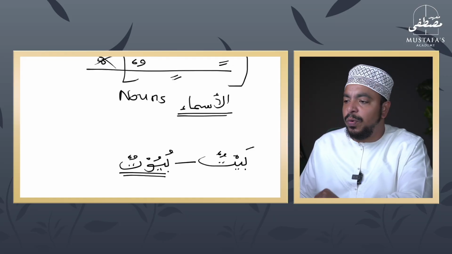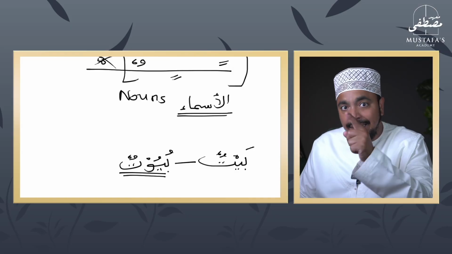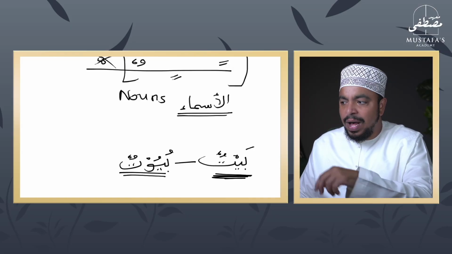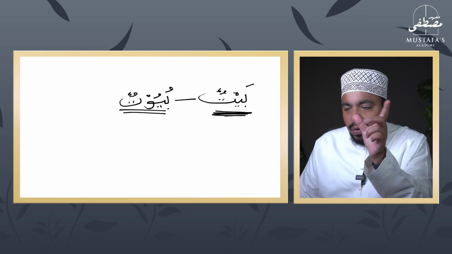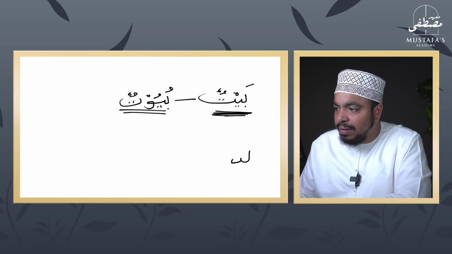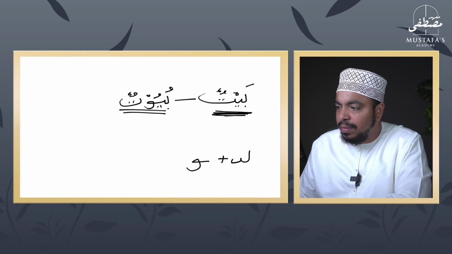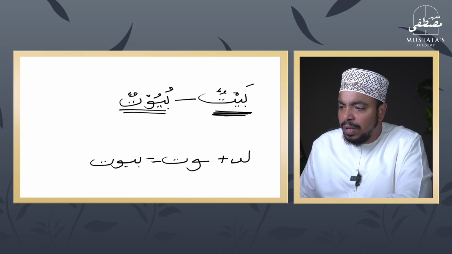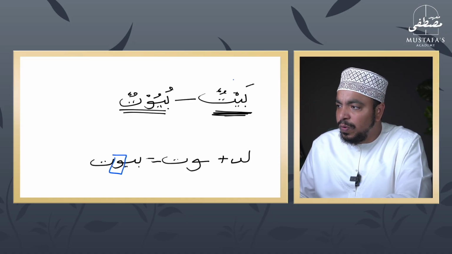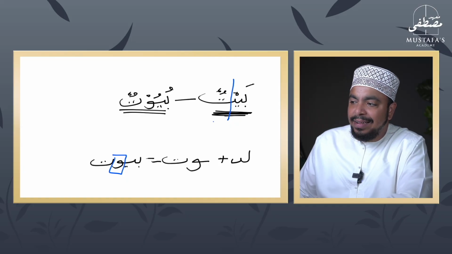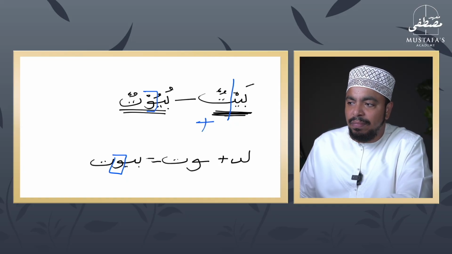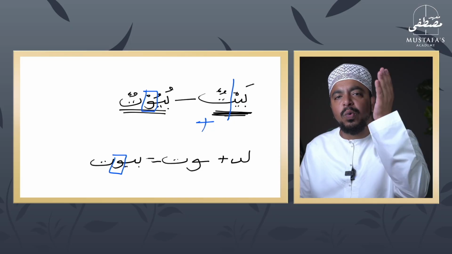The plural of it is buyutun. What happened is that this word, baytun, was broken. Look, bay plus wow, and then tun, like this. So we had to call it ba, ya, wow, like this, buyutun. So you notice this wow broke the word in two. It divided it in two, then added something plus something, which is the letter wow. That's why you have buyutun.